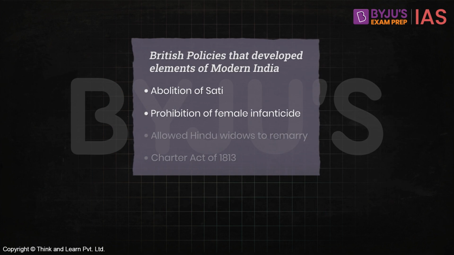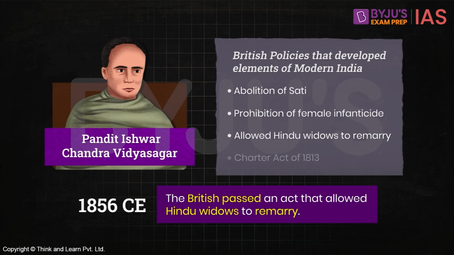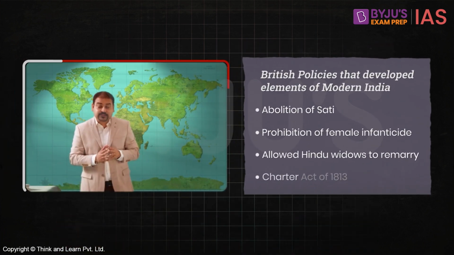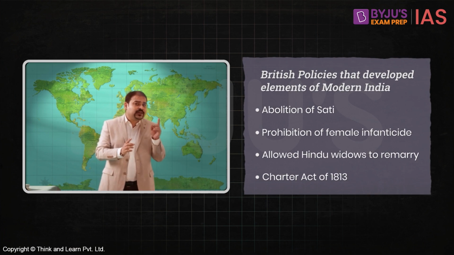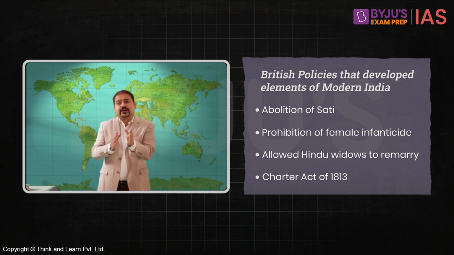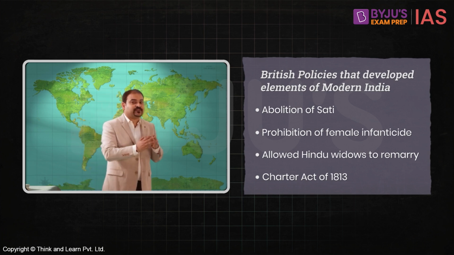In 1856, the British passed an act that allowed Hindu widows to remarry. The passing of this act can be attributed to the prolonged efforts of social reformers like Pandit Ishwar Chandra Vidyasagar. Another area of social upliftment that the British revolutionized was education. The Charter Act of 1813 directed the company to sanction 1 lakh rupees annually for encouraging Indians in education and promoting the knowledge of modern sciences.